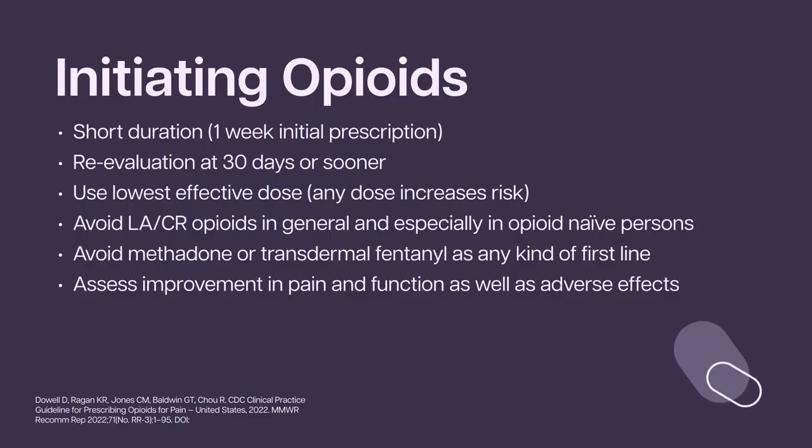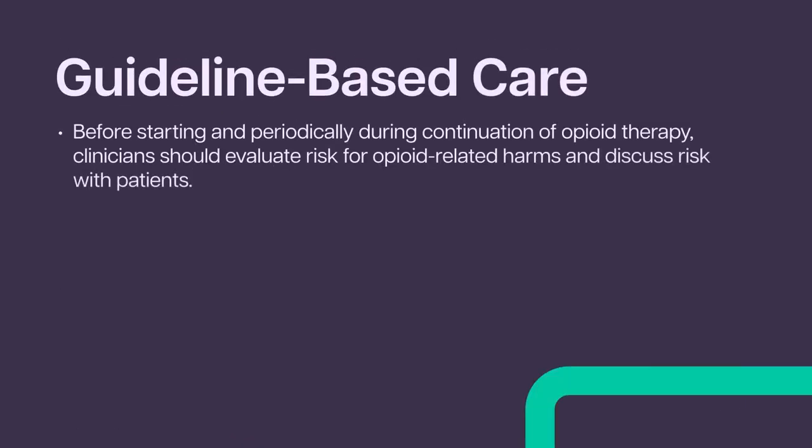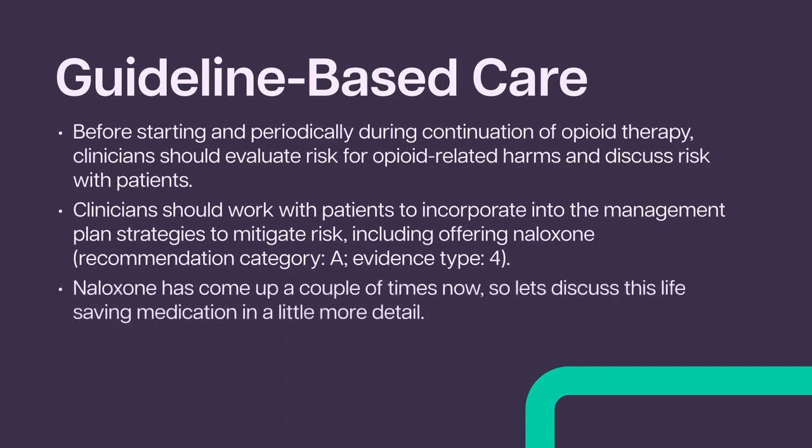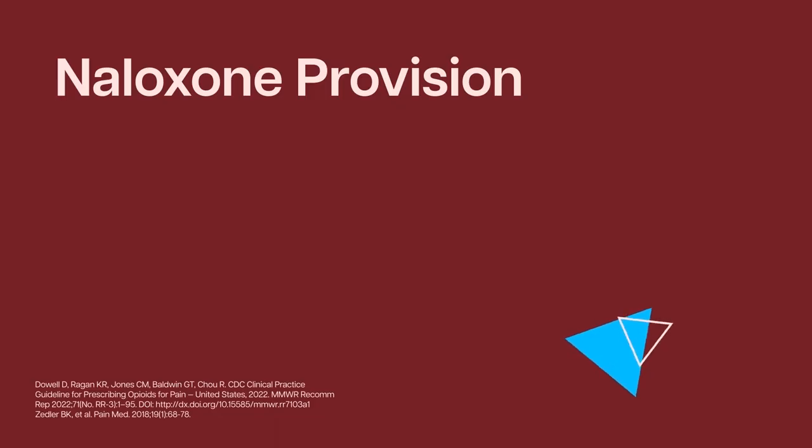they may have experienced. Before starting and periodically during continuation of opioid therapy, make sure to evaluate your patient's risk for opioid-related harms and discuss these risks with the patient. Work with your patients to incorporate into their management plan strategies to mitigate risk, and this may well include offering naloxone. Now, naloxone has come up a couple of times, so let's discuss this life-saving medication in a little bit more detail. There are a few ways to decide whether or not to prescribe naloxone to a patient.